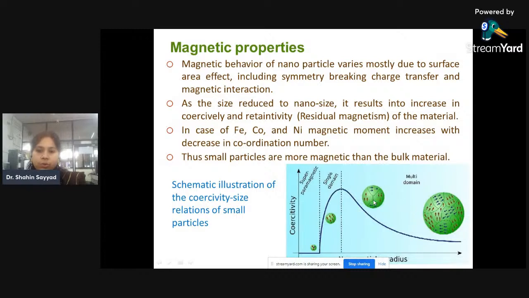Whenever we reduce the size, what happens? The domain gets reduced. And if we keep reducing the size, a condition is reached where domain wall formation is unfavorable, because the particle is very small, so it becomes a single domain. Earlier you had a number of domains, but now you have a single domain. To orient it, you have to rotate this complete single domain, whereas before you only had to move a particular domain wall. So it requires a large coercivity. Hence the coercivity increases with decreasing particle size.